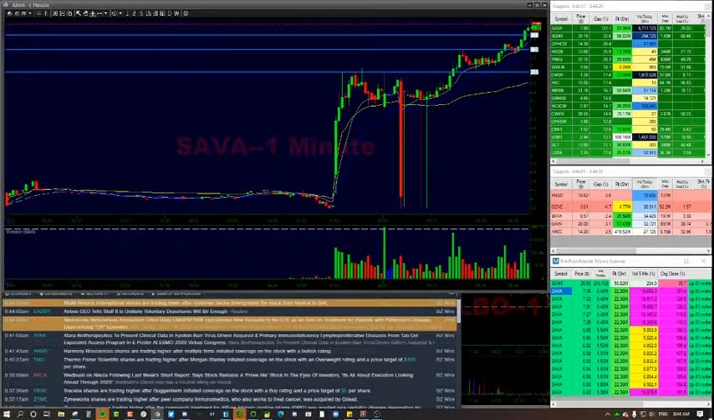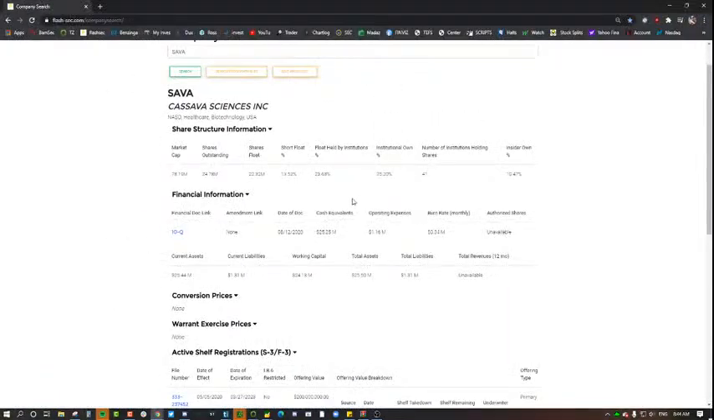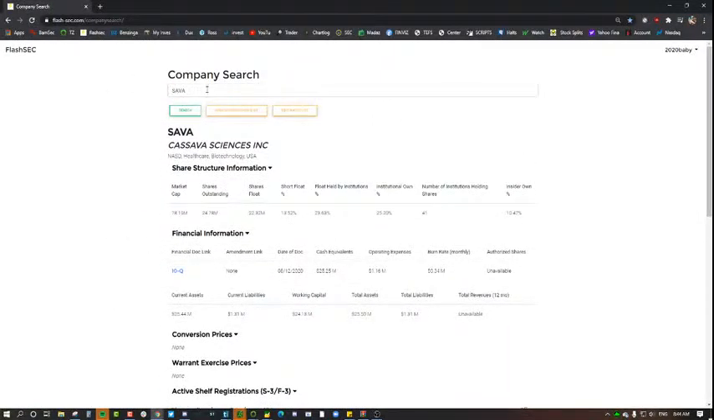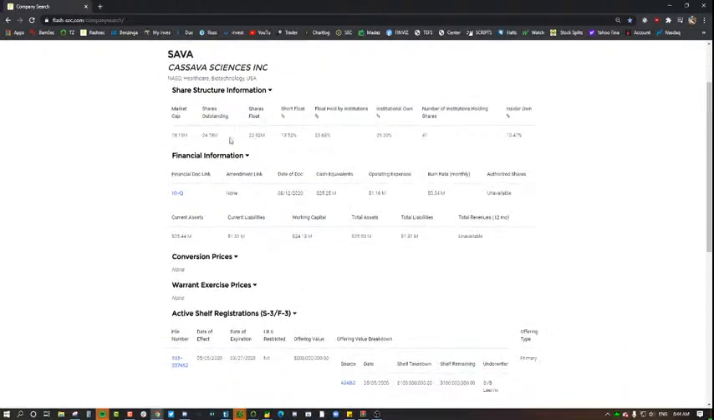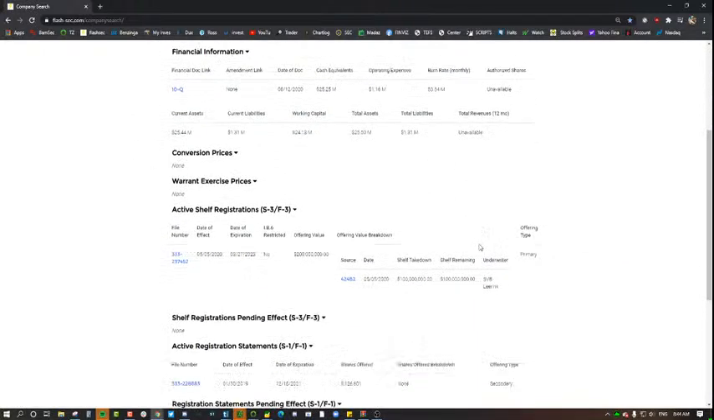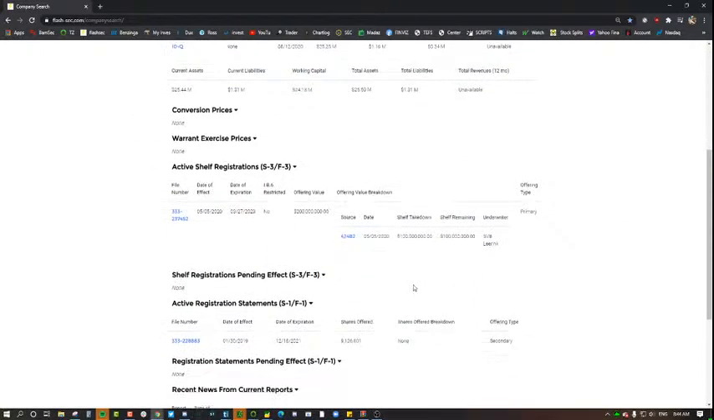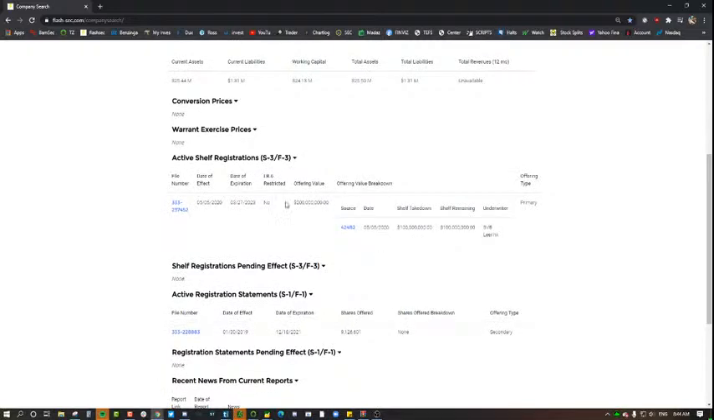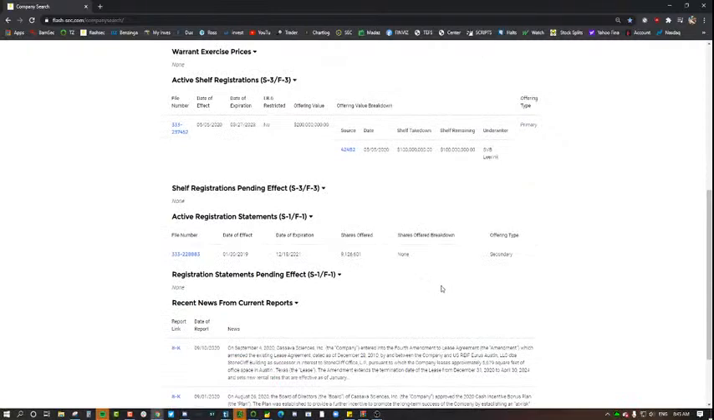So for the fundamentals, this is the website. You just type in whatever ticker you want to look at. So it's SAVA, for example, and it would automatically show you the float, the cash, and if they have offerings. So they do have offerings. What's that? 200 million, 100 million left. So they've already offered some in the past, but they still have some left on the shelf.